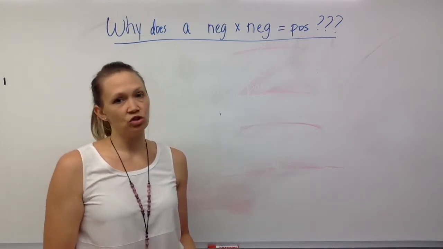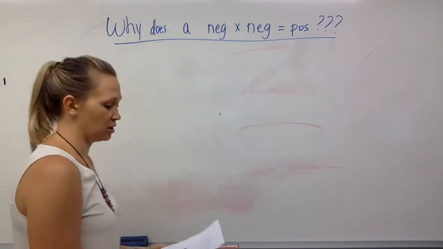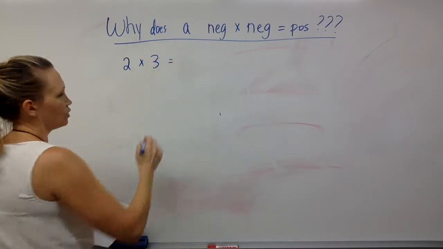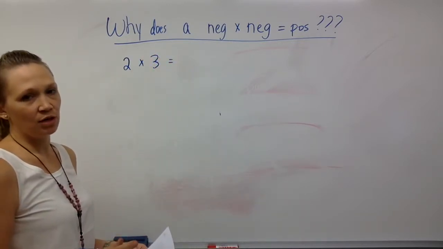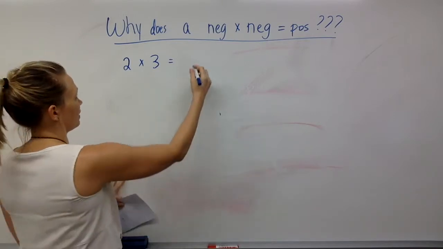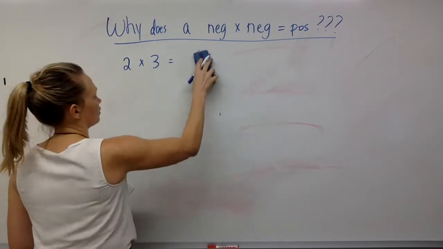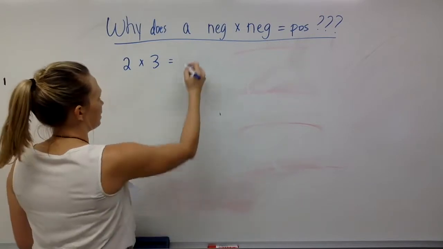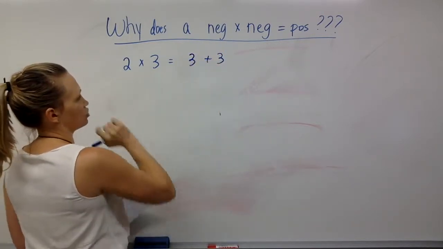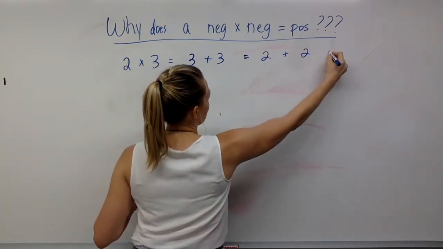So first, I'm just going to do what you know about multiplication, and that multiplication is repeated addition. So I'm going to use the example of 2 times 3, okay? We can think of 2 times 3 being repeated addition of 2 or repeated addition of 3. So we could think of it as being 3 plus 3, 3 added twice. Or you can think of it as being 2 added 3 times, okay?